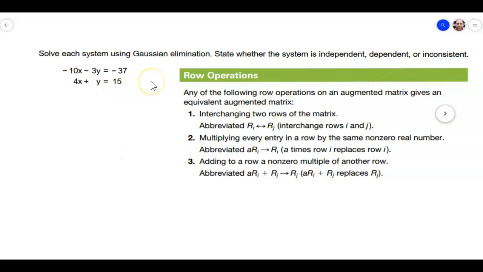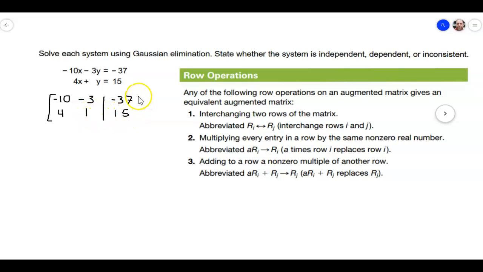Now, as far as Gaussian elimination goes, first we're going to turn this into an augmented matrix. So let's do that. That's a pretty easy part here. All we're worried about is the coefficients, the values in front of the variables. So on here the coefficients are -10, -3, and then I'll put an augmented line where the equal signs are, and I'll put a -37. Down here, I'm just going to put a 4, a 1, and a 15.